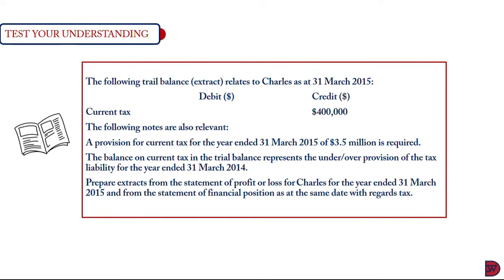The following trial balance, which is an extract, relates to Charles as at 31st March 2015. Current tax, $400,000 to the credit. Now the following notes are also relevant. A provision for current tax for the year ended 31st March 2015 of $3.5 million is also required. The balance on current tax in the trial balance represents the under or over provision of the tax liability for the year ended 31st March 2014. So we have to prepare an extract from the statement of profit or loss for Charles for the year ended 31st March 2015 and from the statement of financial position as at the same date with regards to tax.